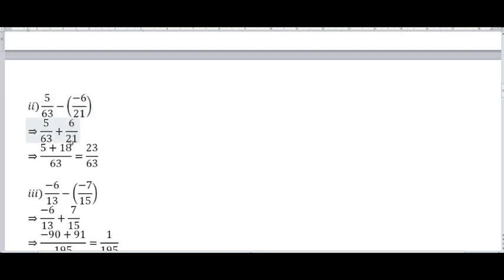All the rest are the same as how we have done it before. Then 63 will be the LCM. With 63, if you divide 63, it will be 1 time. 1 times 5 is 5. Plus, with 21, 63 is 3 times. Then 3 times 6 is 18. So if you add 5 with 18, the answer will be 23, and the denominator LCM will remain the same. Here we have 23 by 63 as the answer.